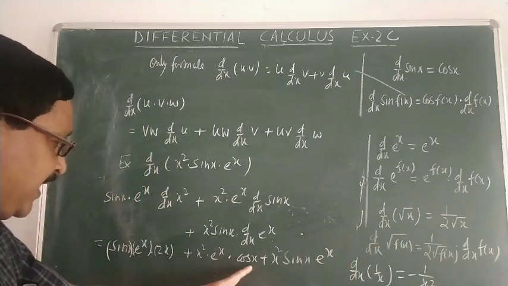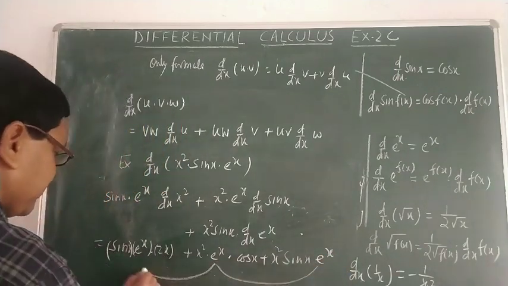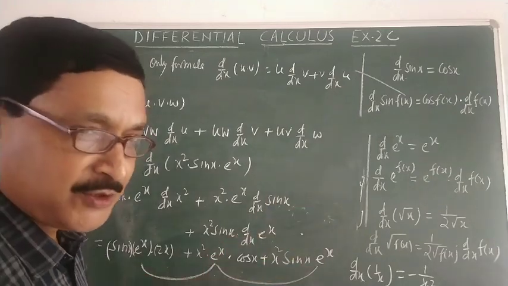You can take e to the power x common, and you can simplify at your own cost.